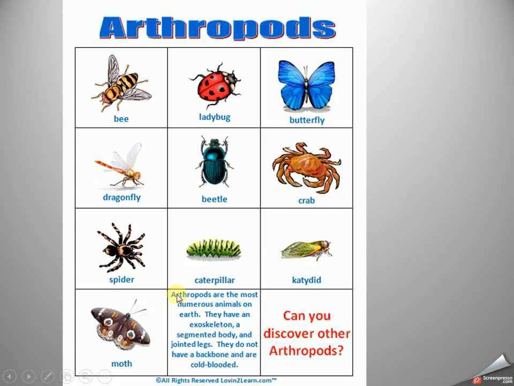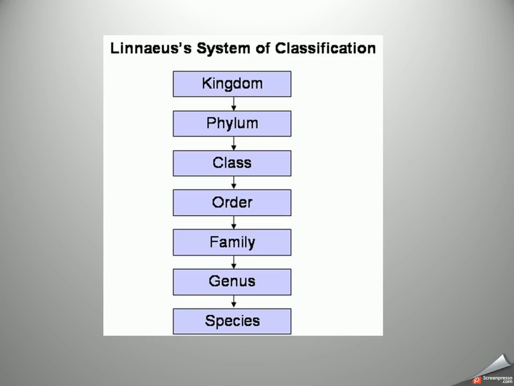Like it says over here, arthropods have an exoskeleton, a segmented body, which means it's in different sections, and jointed legs, no backbone, and are cold-blooded. So they're part of the animal kingdom without a backbone, which makes them invertebrates. And their skeleton is on the outside. That's what is meant by exoskeleton. Those are the main things that you have to remember.